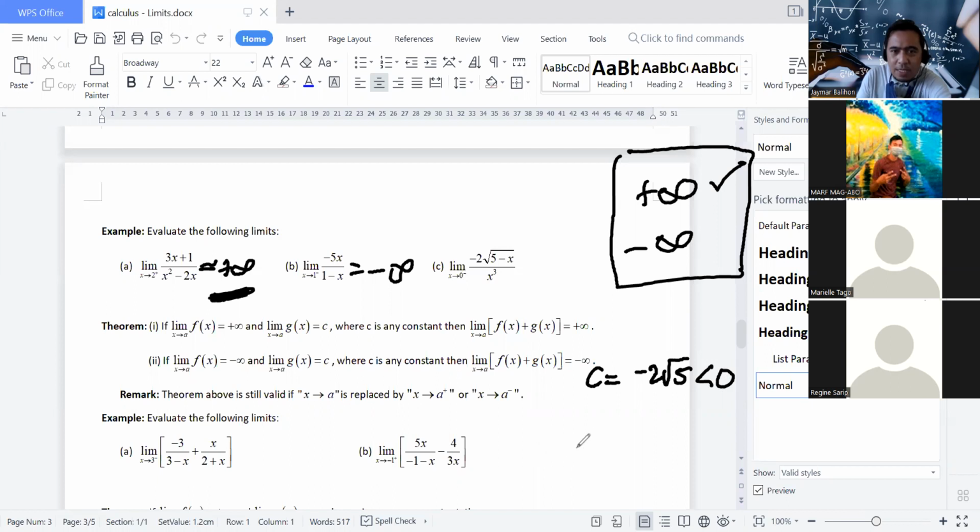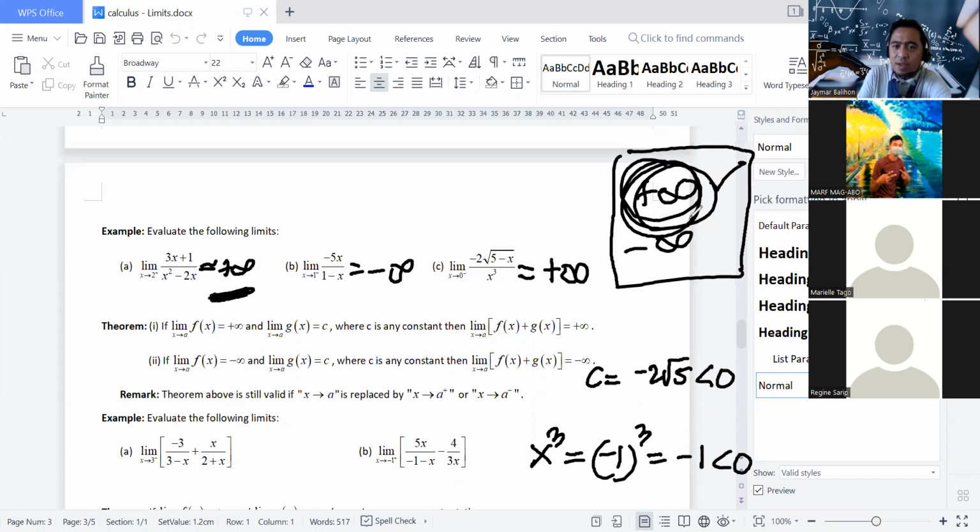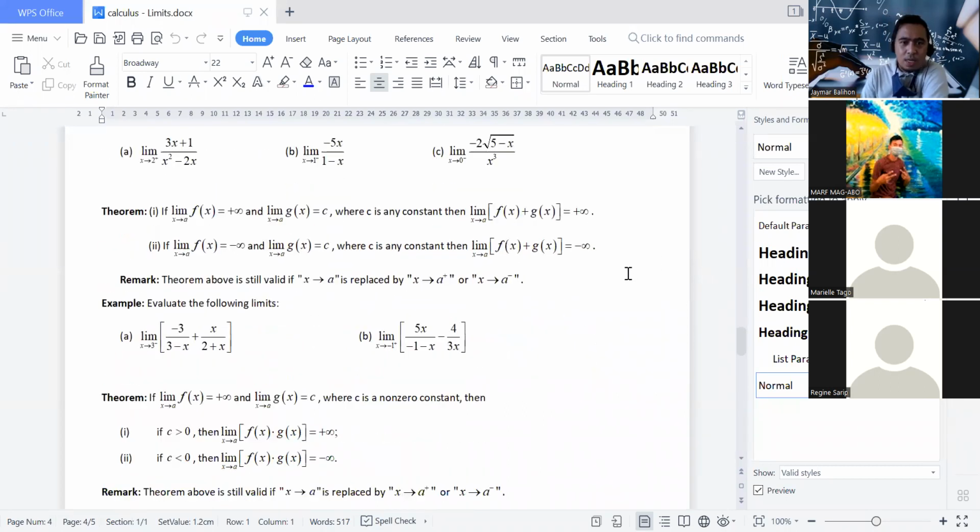So, left-hand side of 0, what value should we use? Left-hand side of 0. Negative 1, sir. Negative 1 raised to the power of 3 is negative 1. It's also negative. Negative, negative, so your answer should be positive infinity. Positive infinity. And this is correct. Okay? Clear? Any questions for the examples that we considered? No questions? So I assume you understood.